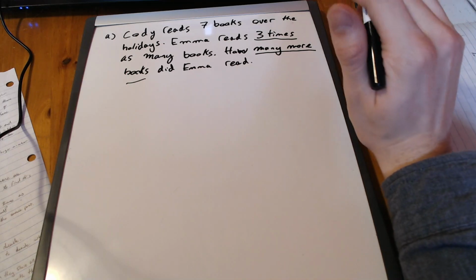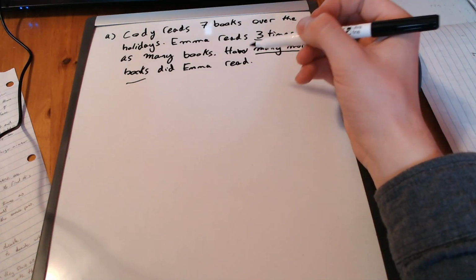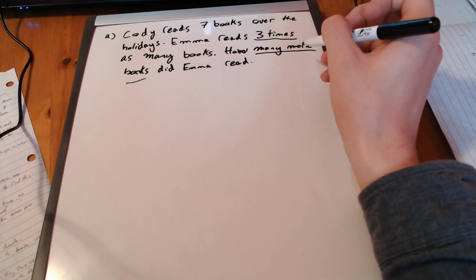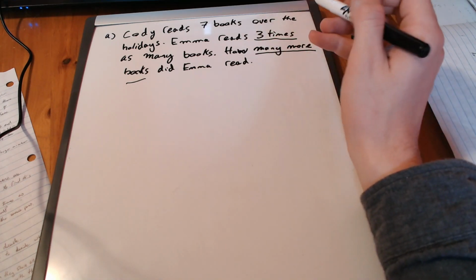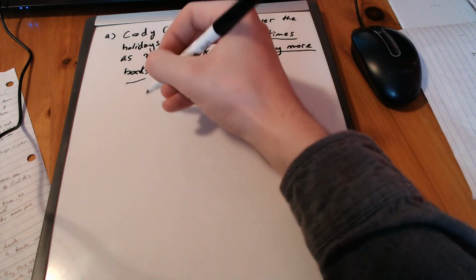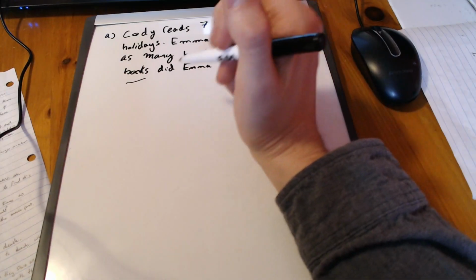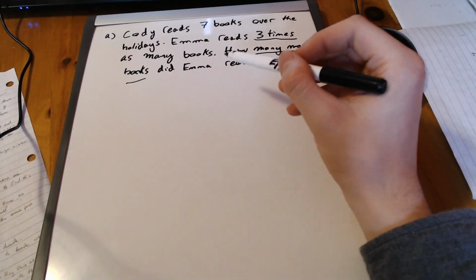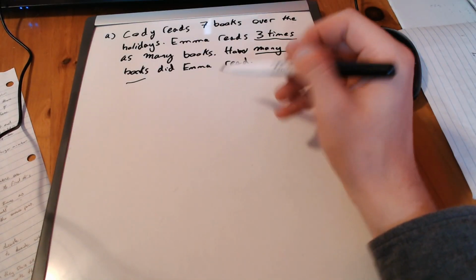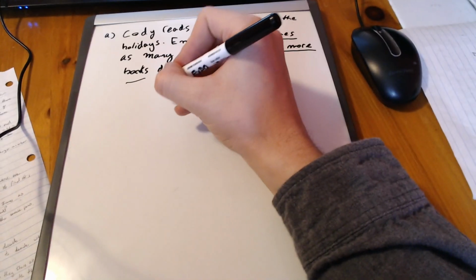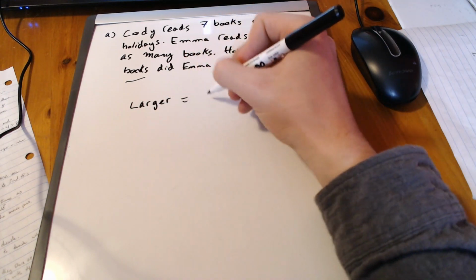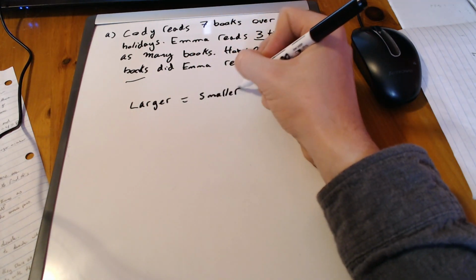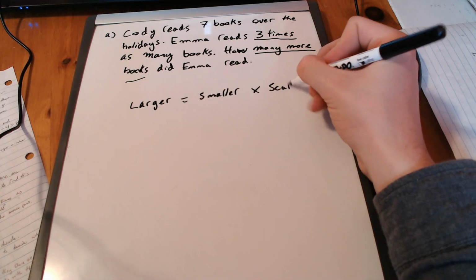Anyways, how many more books? So that's a difference. You want to know how many more than Cody. So first, we're going to have to figure out how many books Emma read before we say how many more. So you have Cody. Is he going to have more or less books? Well, she read 3 times as many, so we know that Cody read less books. Cody's the smaller part, and we're trying to find the larger part. So the larger part, remember, larger equals smaller times scale.